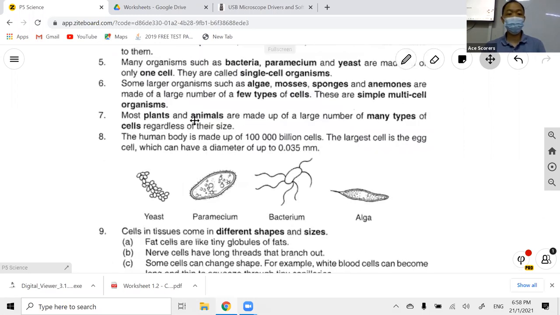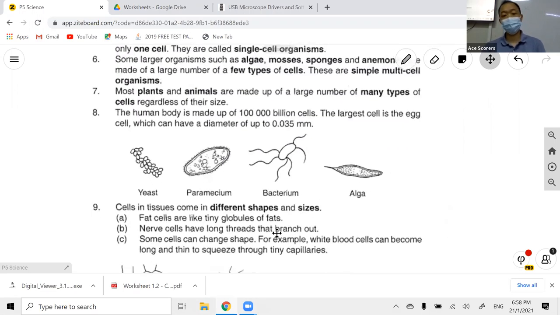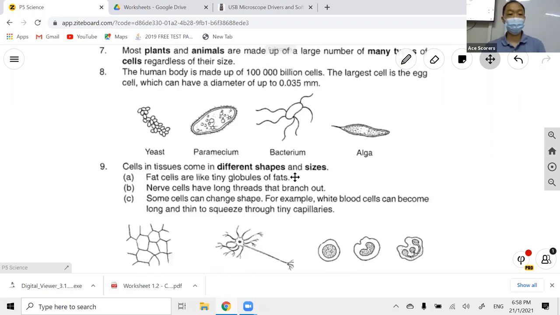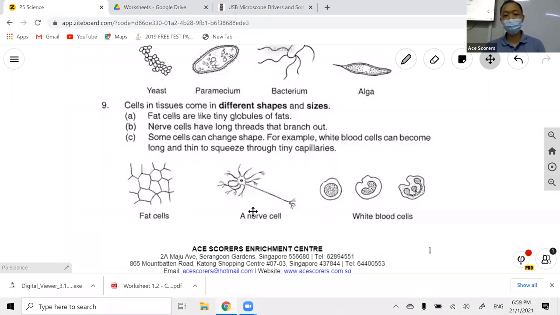So the human body is made up of 100 billion cells, which is a lot of cells. And then we saw the ant, right? The ant is also made out of many, many cells, many different types of cells. You have the fat cells. Fat cells look like that. Nerve cells look like that. White blood cells. They're like the policemen. White blood cells will eat the foreign objects.